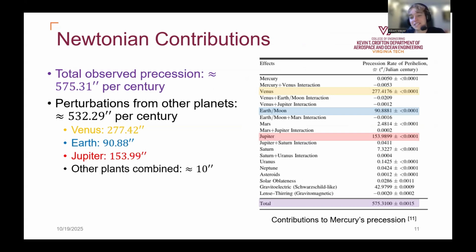So this table here is just breaking down the effects on the perturbation of Mercury's orbit in this perihelion shift. So this is breaking down the Newtonian contributions. As you can see in this table on the right, Venus, the closest planet to Mercury, pulls on it quite heavily. So does Earth and Jupiter. As always, Jupiter is always going to make an appearance there. But just from the planets alone, we get this 532 arcsecond per century shift, and the total is 573, so it's quite a bit off.